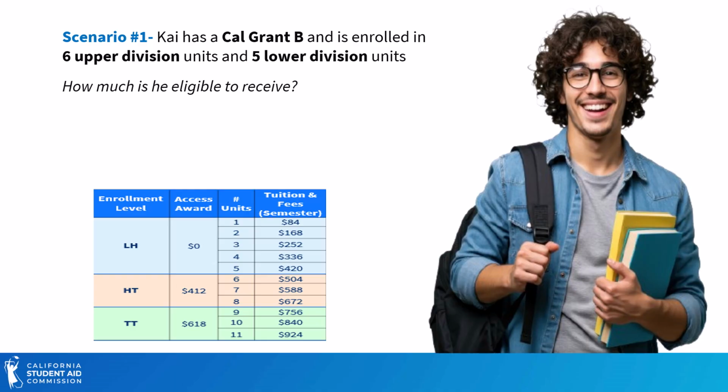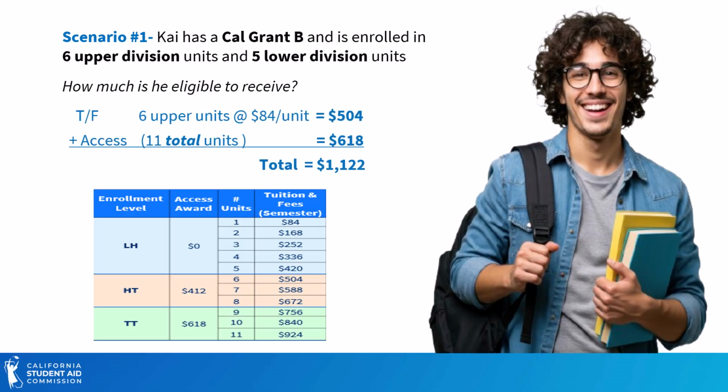Scenario 1. Kai has a Cal Grant B and is enrolled in 6 upper division units and 5 lower division units for a total of 11 units. How much is he eligible to receive in Cal Grant funds? 6 upper division units at $84 per unit is $504 in tuition and fees payment. Access is based on total units enrolled. 11 total units is $618 in access funds. Kai is eligible for a Cal Grant payment of $1,122. Let's break that down.